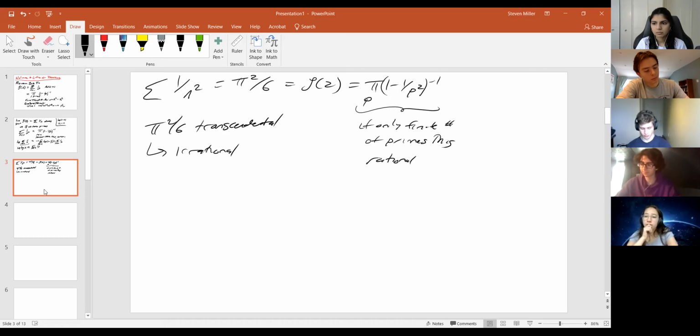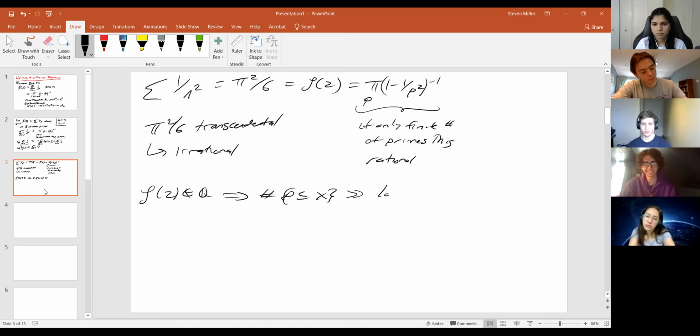At one point, this was responsible for the worst theorem I had ever proven in my life. I proved that zeta of 2 irrational implies that the number of primes less than or equal to x is greater than log x. So the question was, we know that there have to be infinitely many primes. Can you get anything about the growth rate? And I was able to show that it's at least log x. Does anybody know why this result is so bad?